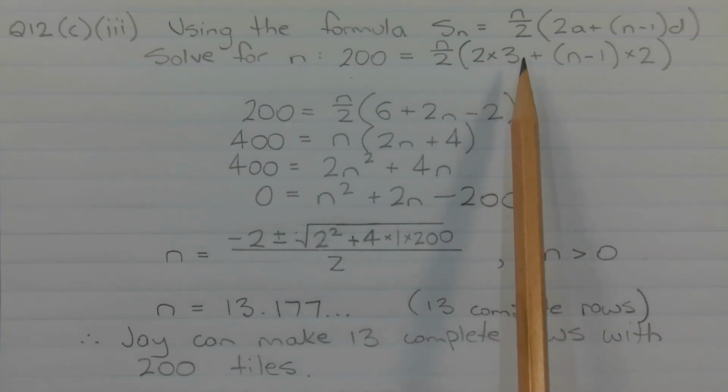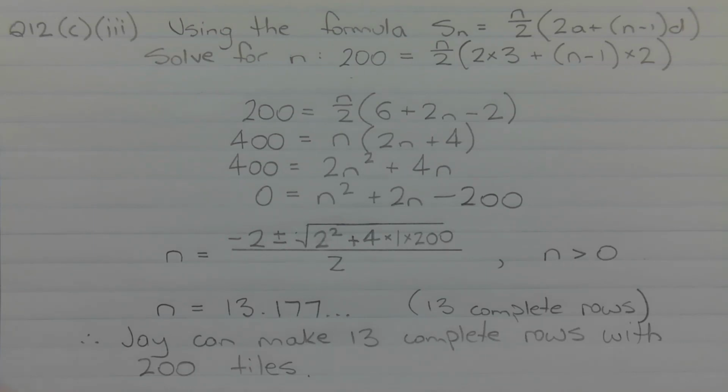And if you recall, A is equal to 3, so that represents the first term of the arithmetic series, and the common difference is 2. So simplifying what's in the brackets here, we get 200 is equal to n over 2 times (6 plus 2n minus 2). Combining the like terms, 6 minus 2 gives us 4, and multiplying both sides of the equation by 2, we get 400 is equal to n times (2n plus 4).